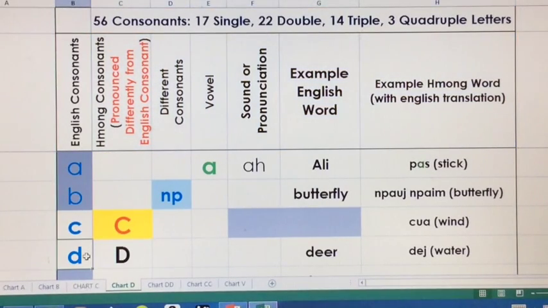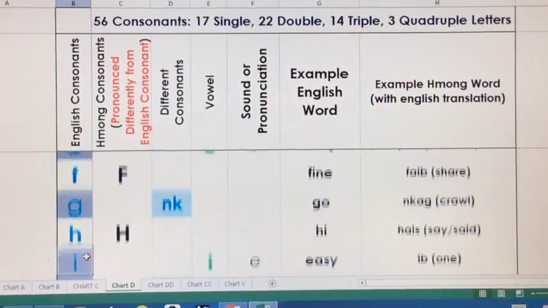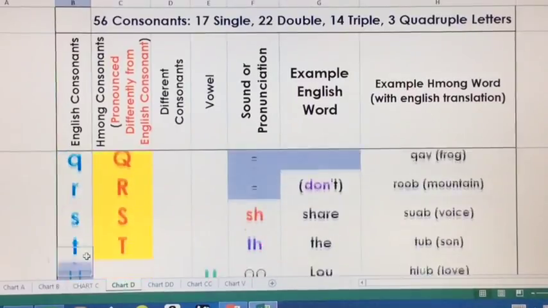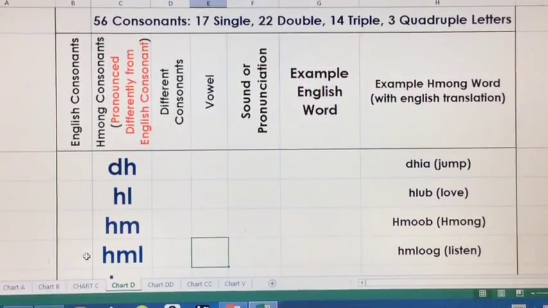As you will see at the top of this spreadsheet, we have 56 consonants in the Hmong language. 17 are single letter consonants, 22 are double, 14 are triple, and 3 are quadruple letters. So we start this spreadsheet with all the single consonants first, and if you scroll down, you'll get to the multiple letter consonants. And once you get to this section, there's really no English letters or pronunciation that I could write and give you an English word to help guide you as to how to pronounce the Hmong consonant.